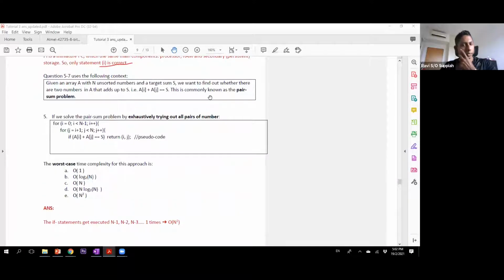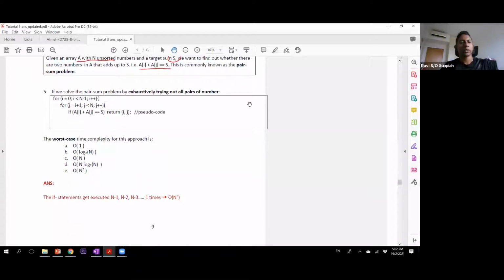Okay, so for this question here, what we are trying to do is we are given an array of n unsorted numbers, and we want to find whether there is any pair that adds up to a target value s. So we have given you some possible options here. The first option is if we solve the pair sum problem by exhaustively trying out all the pairs. That means you have a dual nested loop here, and then you try to check whether any of it is equal to s. That is one possible way of solving it.